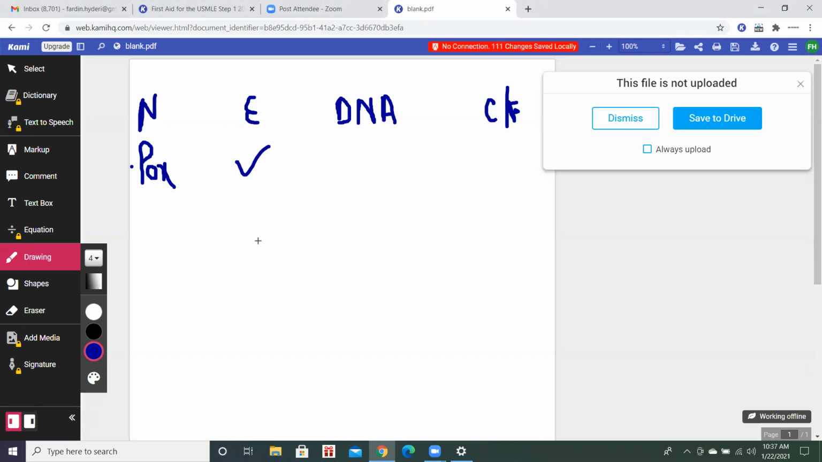Enveloped. Okay. Enveloped virus. Which are the naked DNA viruses? With PAP, we have papilloma, adeno, then polyoma, parvo. Very good. DNA, is it double-stranded or single-stranded? This is double-stranded. Is it circular or linear? What type of DNA is this?